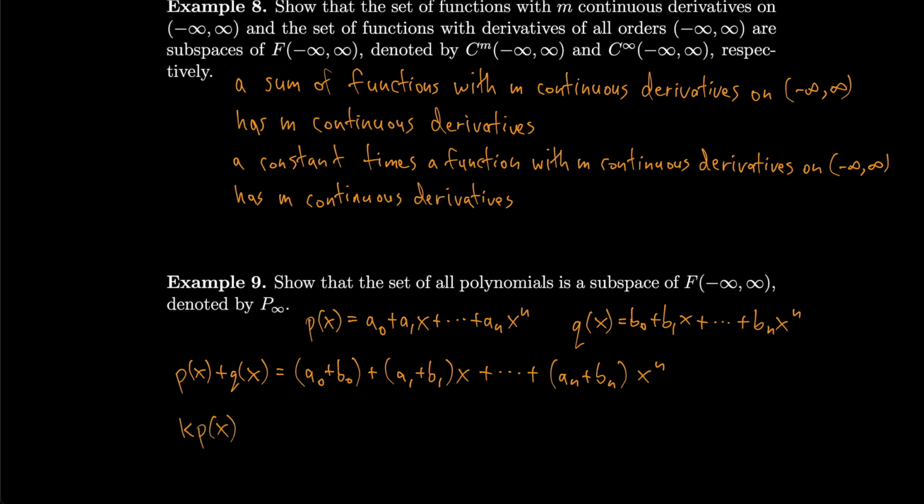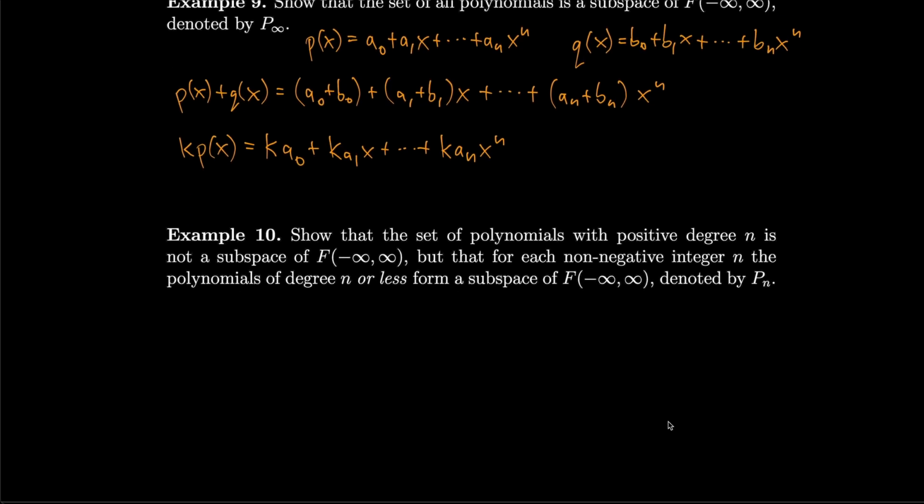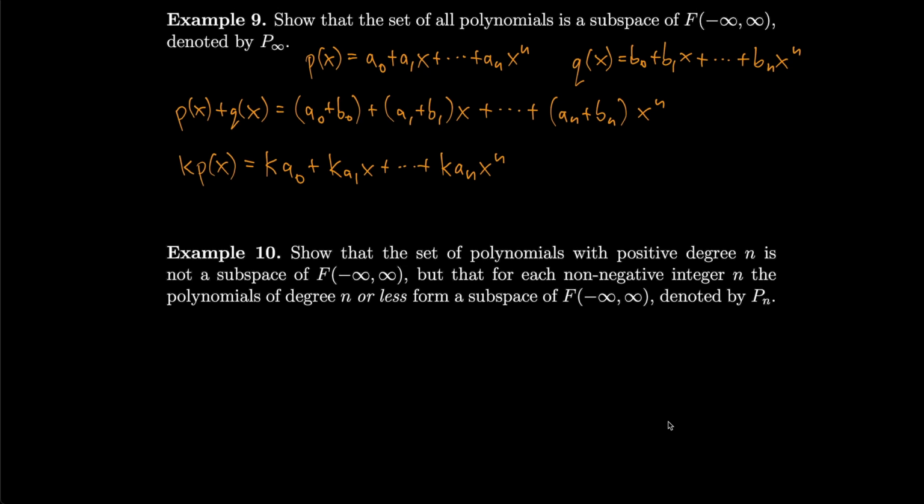Then we look at a constant times a polynomial, and that'll be ka0 plus ka1x, and so on. So yeah, this is still a polynomial too. Oops, I forgot the constant in the last term. Okay, so again, the subspace test says that's a subspace. Closed under addition, scalar multiplication.